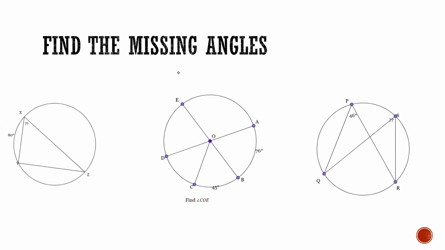Let's try and answer, or let's say find, these missing angles. So we're going to be applying the circle theorems here. Okay, it's going to be very straightforward. Circle theorem. So there are different theorems for different types of questions.